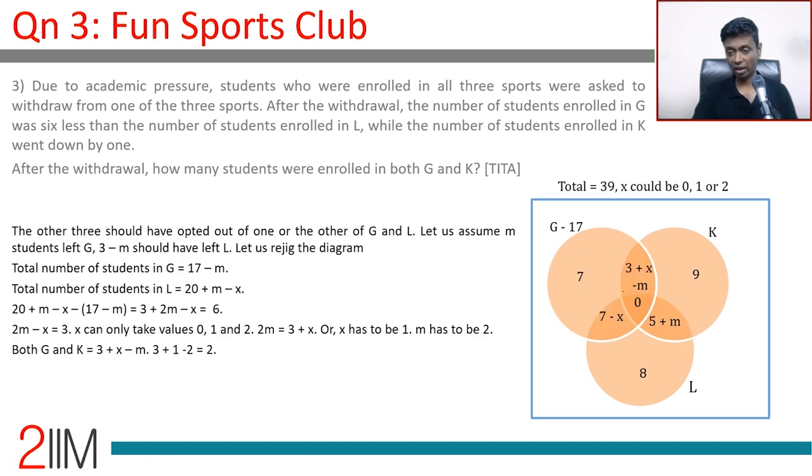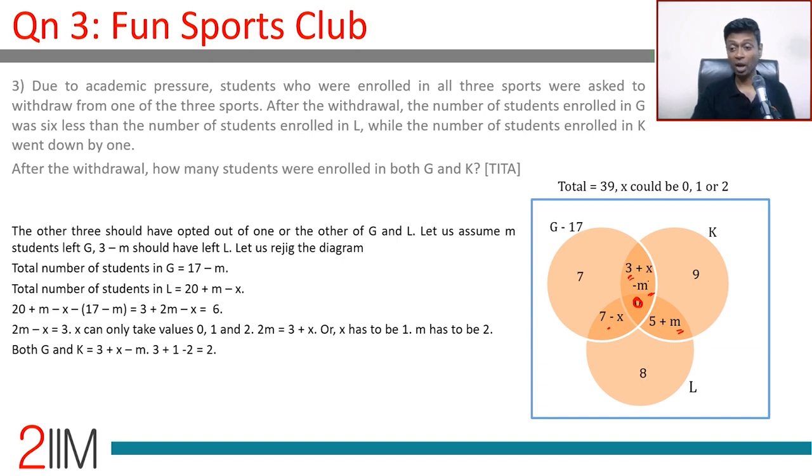Totally 3 students go away from here into here. So let's rejig this diagram. Bang in the middle is 0. This becomes 7 minus X. So 1 has gone here. Some M go here. Some 3 minus M go here. Fine, brilliant. So 3 plus X minus M is this region. This is 0. 7 minus X, 5 plus M, etc.